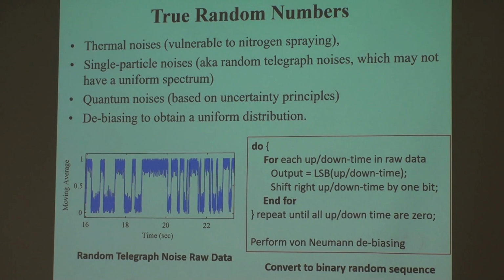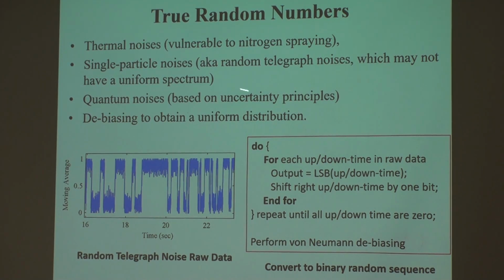It's based on uncertainty. You have a single particle, and the probability that it gets trapped or not trapped is something you cannot predict. This is why it's called random telegraph noise, the statistical noise you hear on the radio. Where does that come from? That comes from something with a charge moving in space interfering with your radio. That thing cannot be predicted, so you can use that.